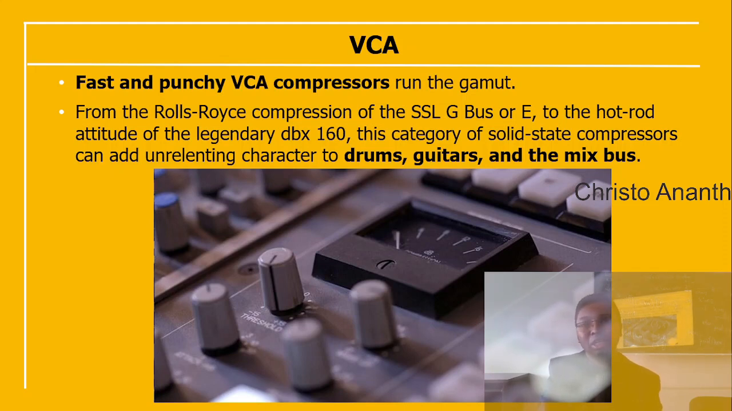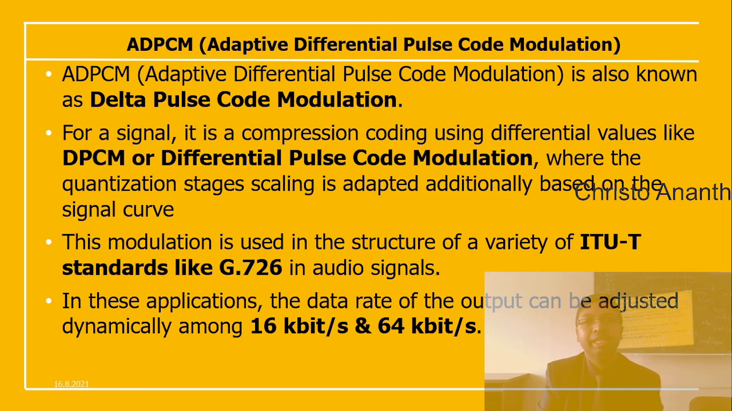Okay, voltage control amplifier. And then you have adaptive differential pulse code modulation. So that's what you call ADPCM, related to delta pulse code modulation. For the signal, it's a compression coding using differential values, like differential pulse code modulation, where the quantization stages scaling is adapted additionally based on the signal curve. So this one is based on the standards of the International Telecommunication Union, ITU-T, like the G.726 in the audio signal.